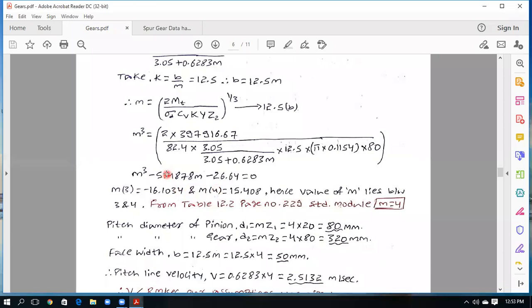One more is, you can use your calci. In that calci you can use the mode, that is equations. It is a cubic equation. Solve that and you will get 3.57 something. When you get m is equal to 3.57, it indicates that the module m is in between 3 and 4. Therefore you can take m is equal to 4.